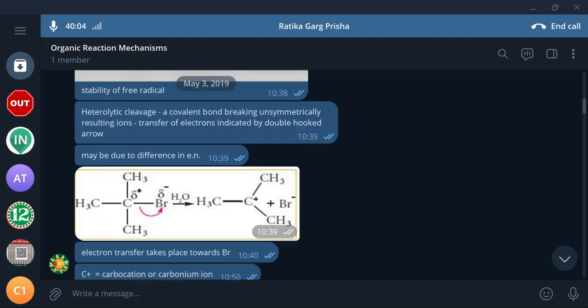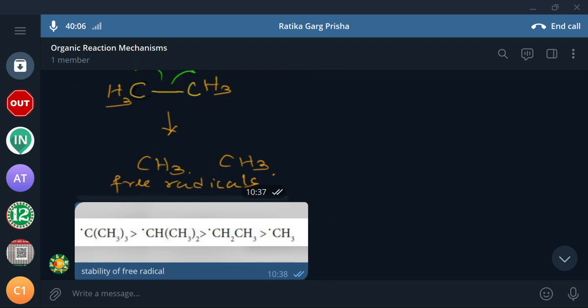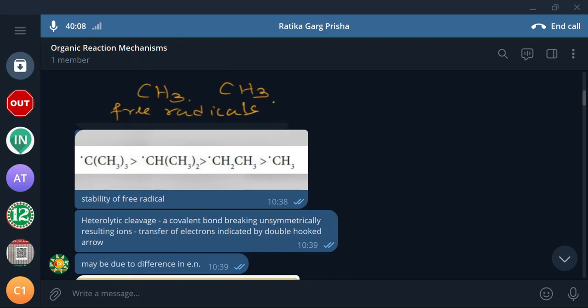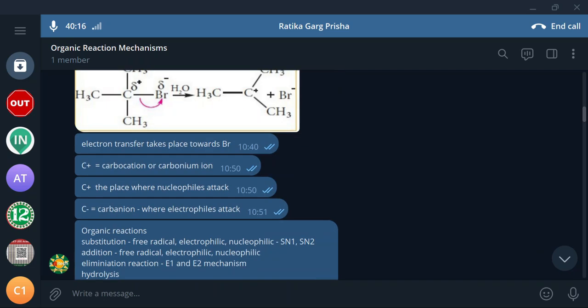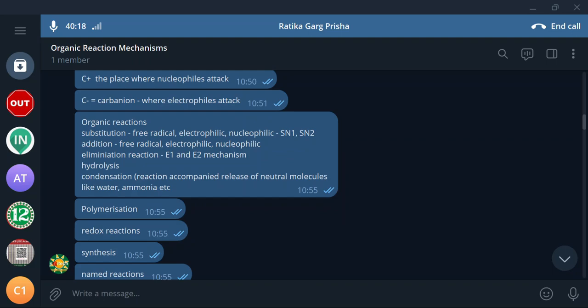So I hope now I am able to explain to you the different types of chemical reaction, that is homolysis and heterolysis, and what are their respective products. Now, under chemical reactions, we'll be discussing substitution reaction, addition reaction, elimination reaction, then condensation reaction.